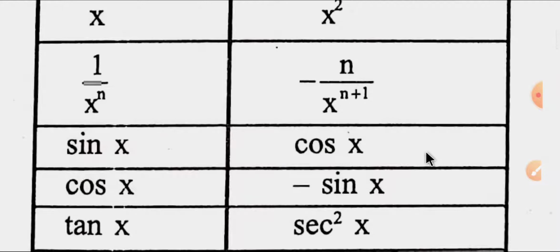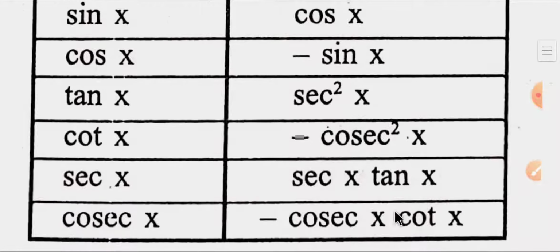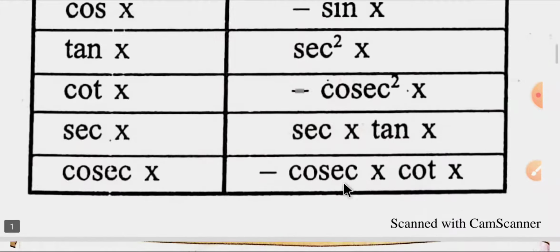Derivative of sin x is cos x. Derivative of cos x is minus sin x. Derivative of tan x is sec square x. Derivative of cot x is equal to minus cosec square x. Derivative of sec x is sec x into tan x, and derivative of cosec x is equal to minus cosec x into cot x. So these are the derivatives of some trigonometric functions and algebraic functions.